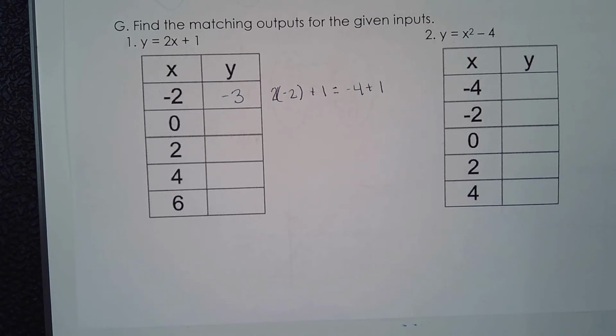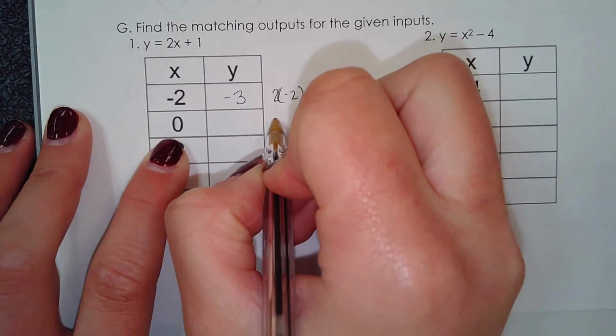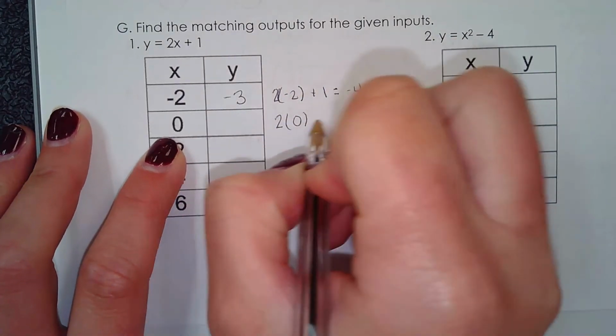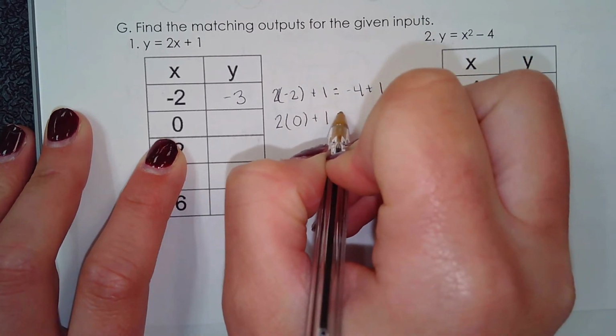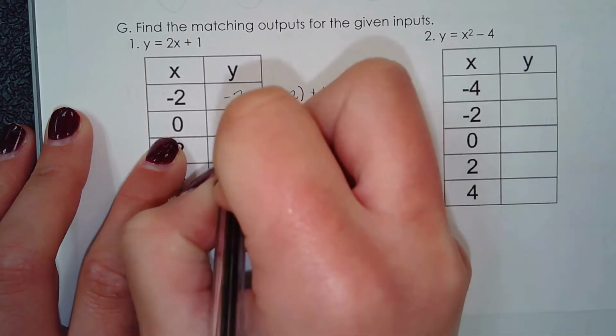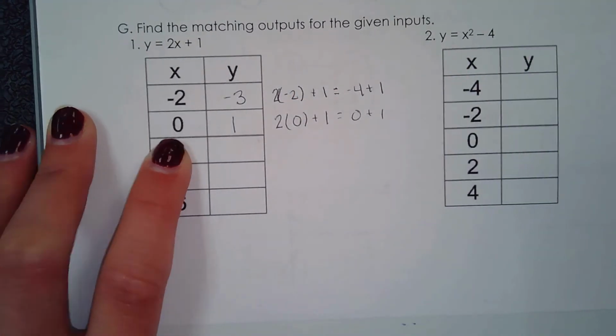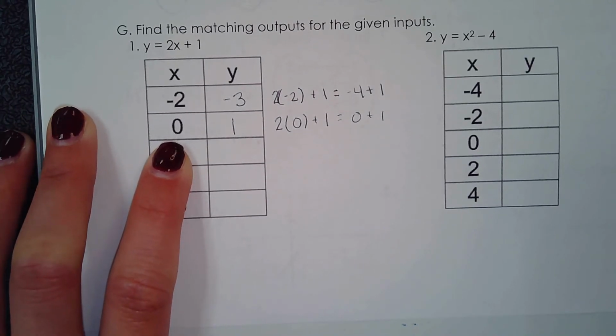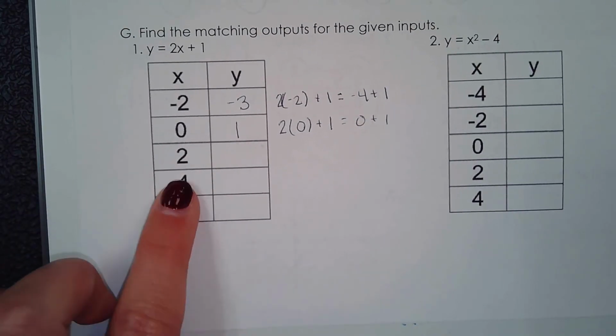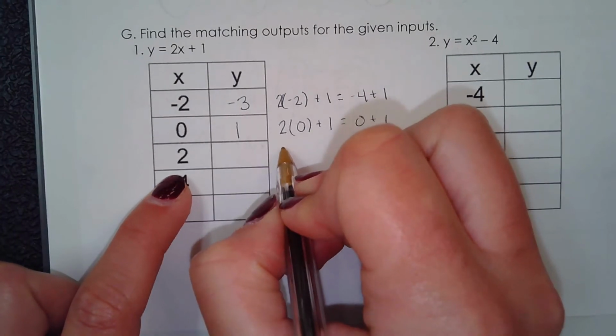So for the next one, what are we plugging in for x? 0. So we'll have 2 times 0 plus 1. 0 plus 1 is positive. Yeah. Is that okay? Yes. I want y'all to finish this one on your own. Is that okay?